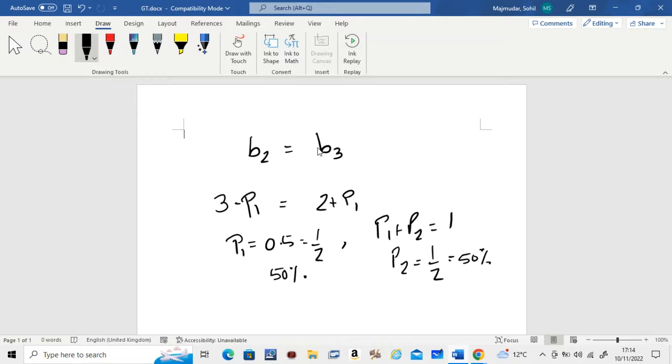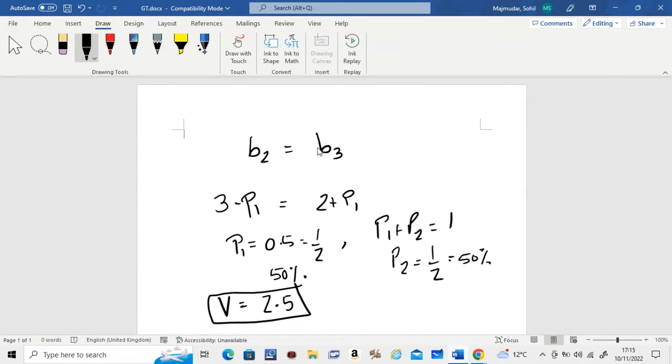Is this a coincidence that it's turned out to be 50%? But not always. You also need to find one more thing, the value of the game. So to find the value of the game in B2 or B3, in place of P1, you plug in 0.5. So 3 minus 0.5 gives you 2.5. That's the value of the game.